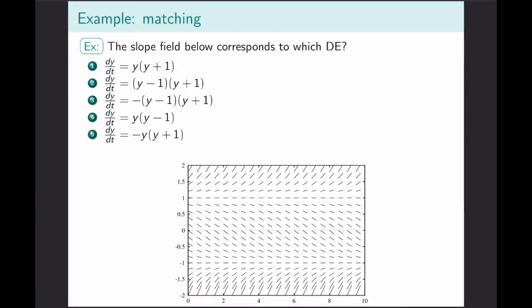Let's look at another slope field example. In this case, we are given a slope field and we're asked which one of these differential equations matches this slope field.